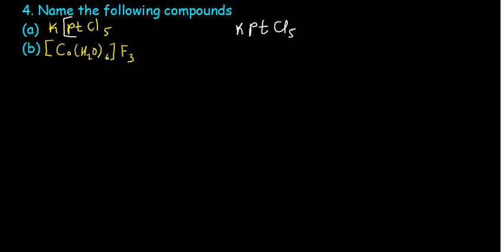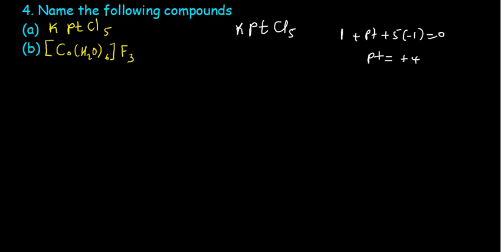So let's find out the charge for platinum in this case. What is it going to be? We have potassium, whose charge is a positive 1, plus platinum, and then plus 5 chlorines, and the charge of each is negative 1. This should be equal to 0. So platinum is giving us 1 minus 5, that is a negative 4. And then if we take that over to the other side, it's going to be a positive 4.